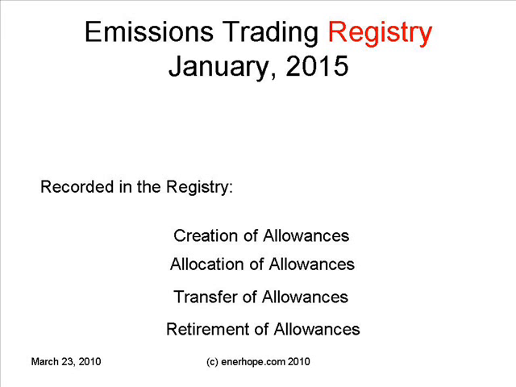The government also creates Enerhope's Greenhouse Gas Emissions Trading Registry, a set of spreadsheets which tracks the ownership history of every allowance and every facility or organization that holds any allowances. The registry ensures that the government of Enerhope operates the emissions trading system with complete accountability and transparency. Anyone with internet web access can see the registry, which is updated every day.